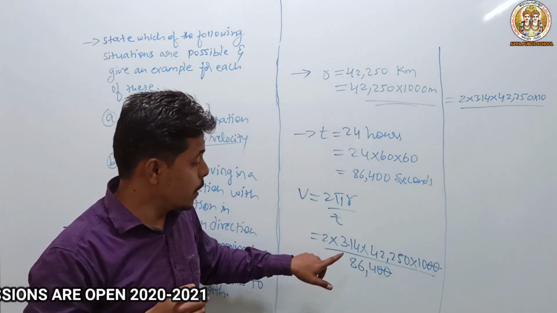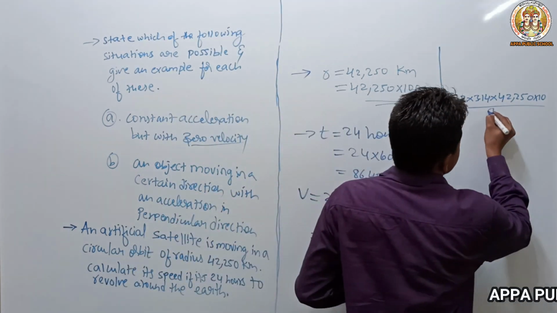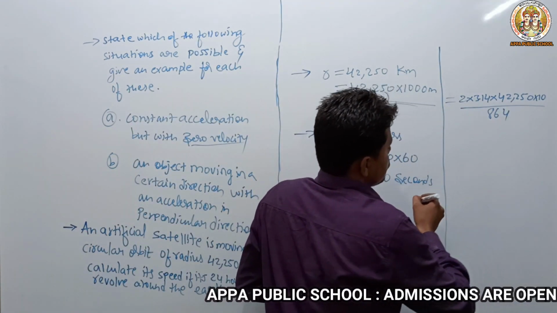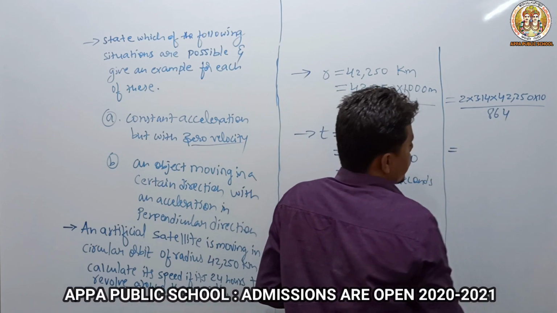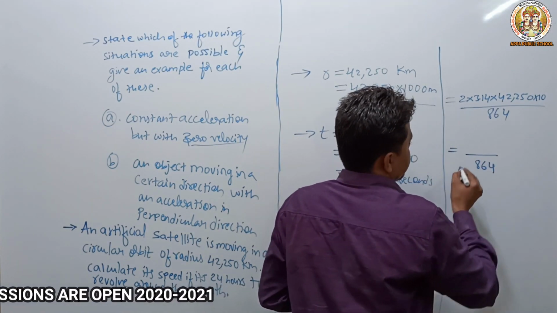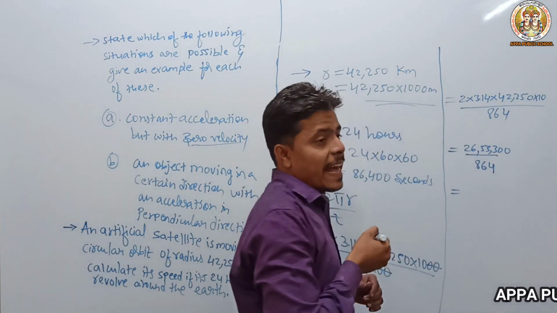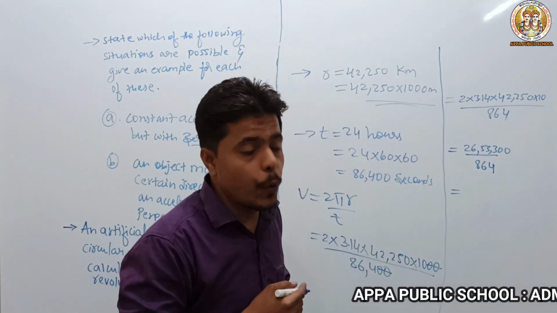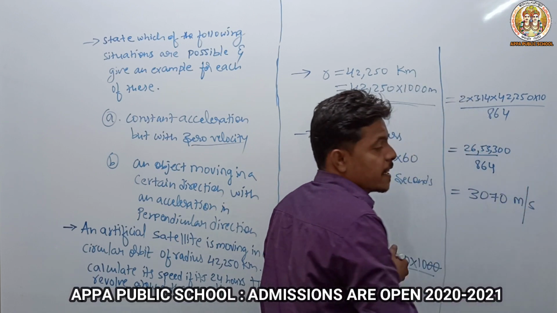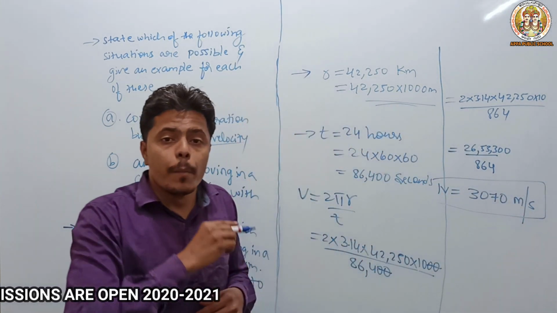And divided by 864 seconds, because 2 zeros we have cancelled. So we have to multiply this and we'll get 26,53,300 divided by 864, and the final answer will be 3070 meter per second. So this is the velocity of the satellite moving around the earth.